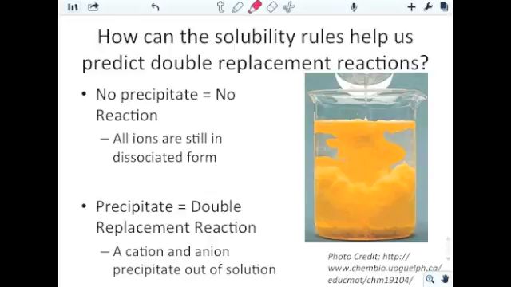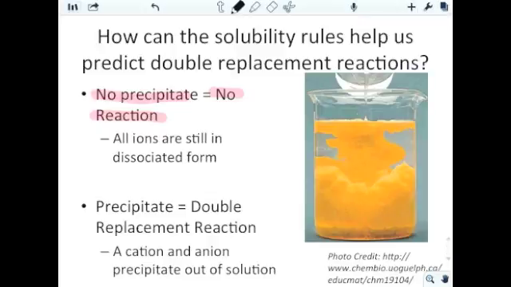So how can solubility rules help us predict double replacement reactions? What this boils down to is that if there's no precipitate, there is really no reaction. All ions are still in the dissociated form. All they're doing is floating around in solution in their dissociated forms, what they break up into.